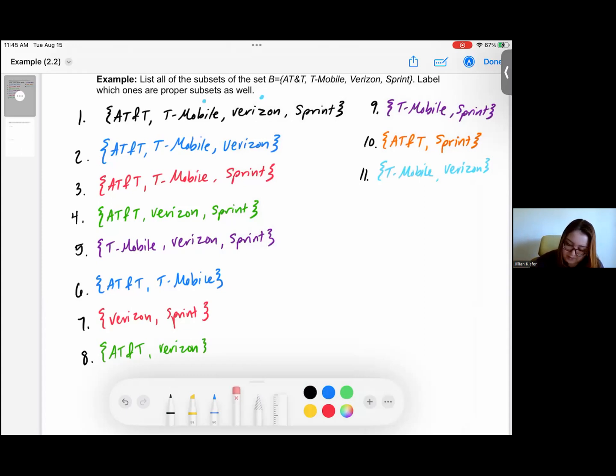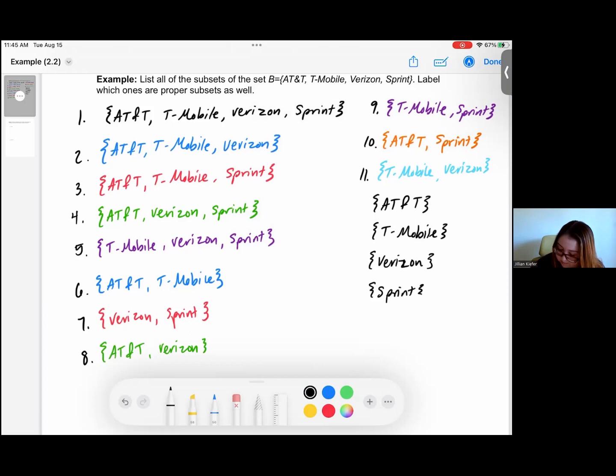So now we listed all the different combinations of 2, subtract 1 again. We're going to do all the different combinations of 1. Thankfully, it's only 4 elements at all, so it'll be the 4 separate elements just by themselves in a set. So we don't necessarily need to draw any other colors at this point. We can see which one is which in there. So we can have the set AT&T, T-Mobile, Verizon, and Sprint. Those are all of them by themselves. So all of our subsets of 1 element. Label those.